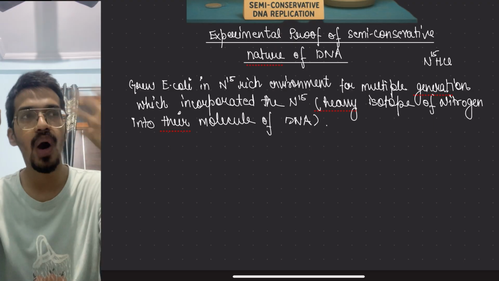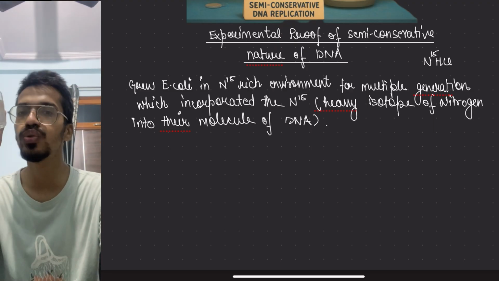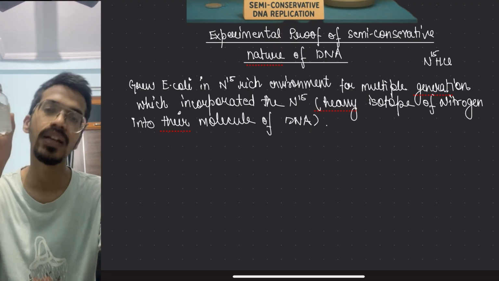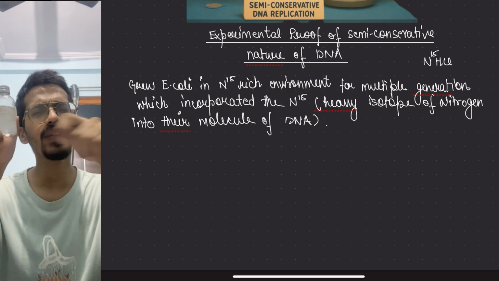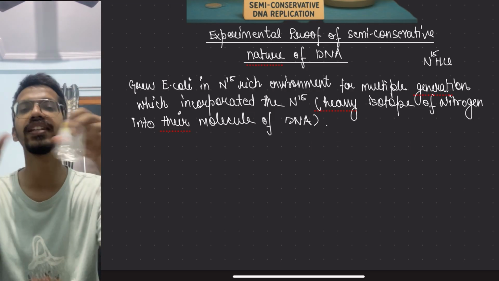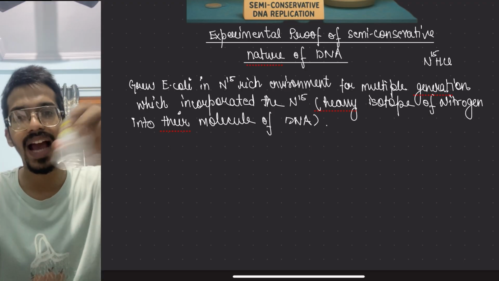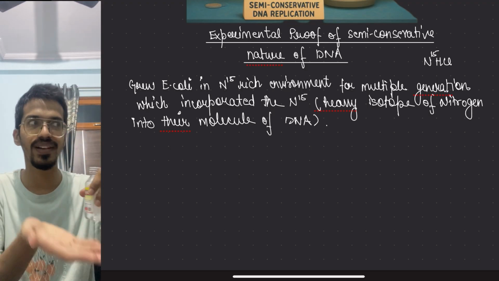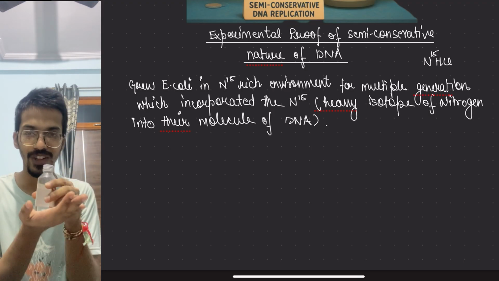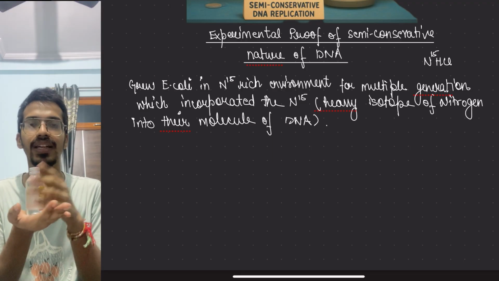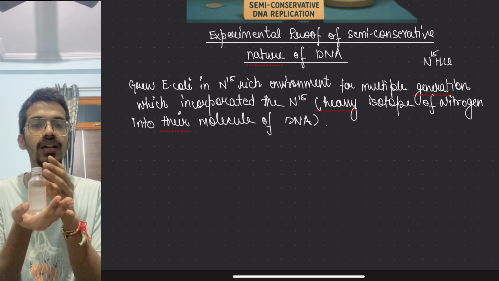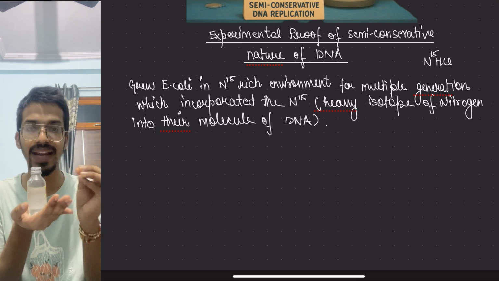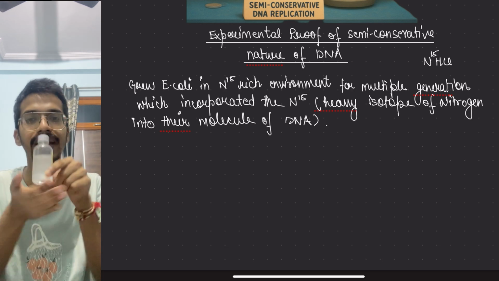Density means how lighter or heavier something is with respect to a certain substance, right? So I put cesium chloride into it, and then I put the DNA, and I mix it up with a centrifugal machine. So what will happen? Everything will settle at its certain density. The E. coli containing N15 comes at the very bottom.